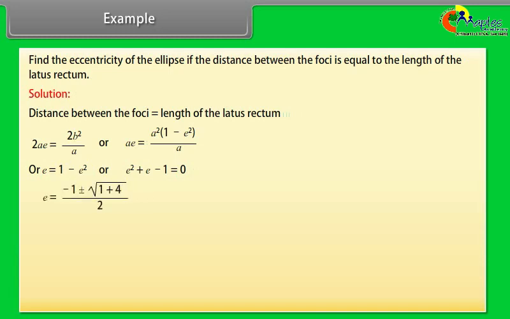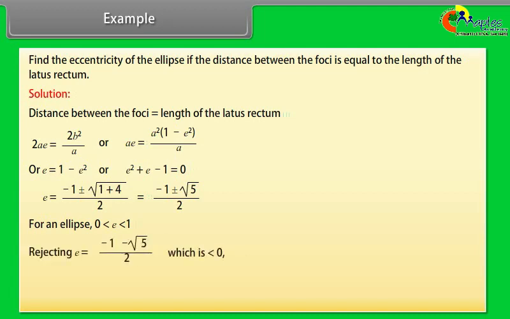e is equal to minus 1 plus or minus under root 1 plus 4, upon 2, which is equal to minus 1 plus or minus under root 5 upon 2. For an ellipse, 0 is less than e is less than 1. Rejecting e is equal to (minus 1 minus under root 5) upon 2, which is less than 0, we have e is equal to (under root 5 minus 1) upon 2.